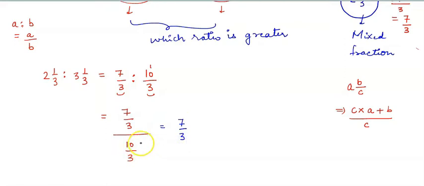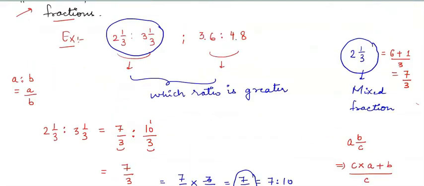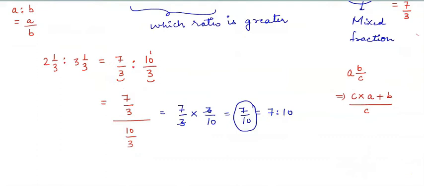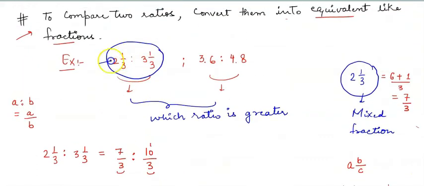Now clearly this can be written as 7 divided by 3, and we know that when the denominator comes into the numerator, it will be reciprocated, that is 3 divided by 10. The 3 will cancel out with 3, and we have 7 is to 10. Now we have 7 by 10 as we cannot divide it further, right? So 7 is to 10 is the simplest form of this part.